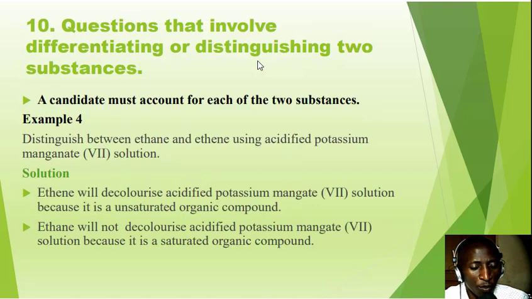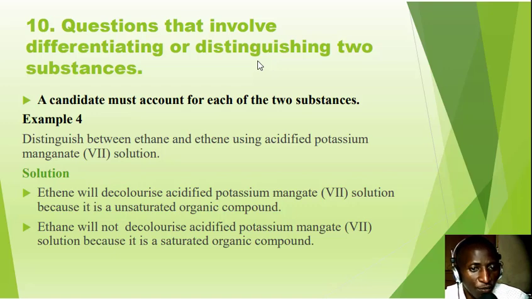A candidate must account for each of the two substances in the question. For example, there's a quiz question here. Distinguish between ethane and ethene using acidified potassium manganate 7 solution. In this case, the student should be able to put the answer as ethene will decolorize the acidified potassium manganate 7 solution because it is an unsaturated organic compound, while ethane will not decolorize the acidified potassium manganate 7 solution because it is a saturated organic compound.